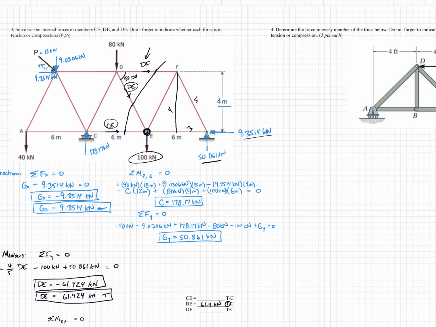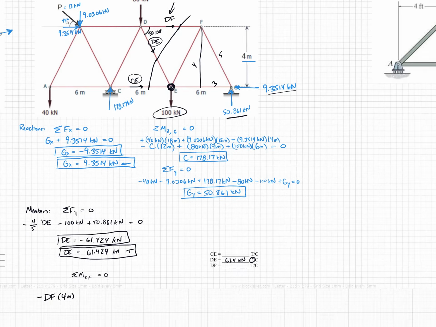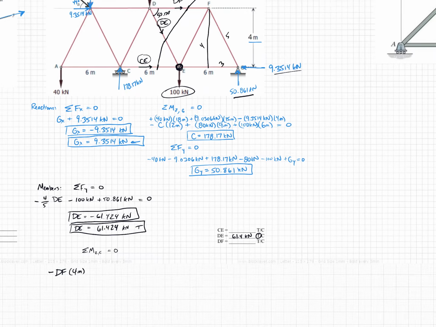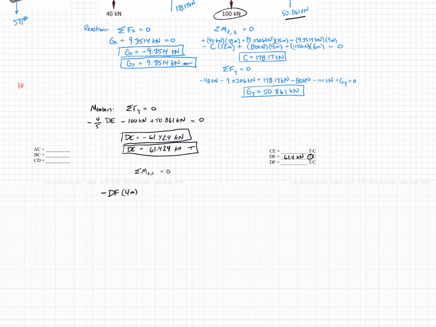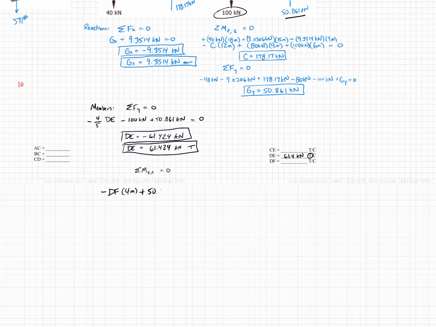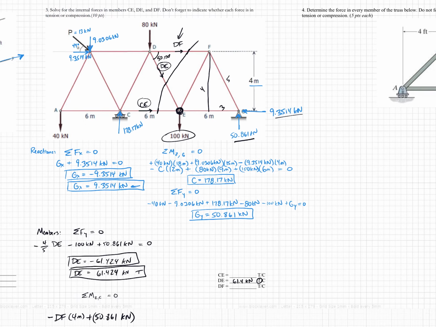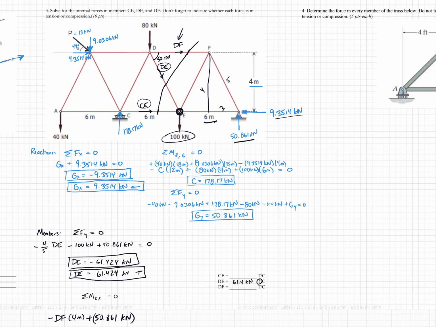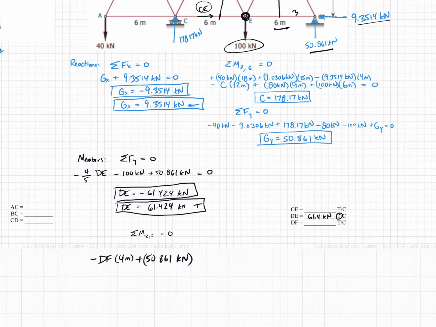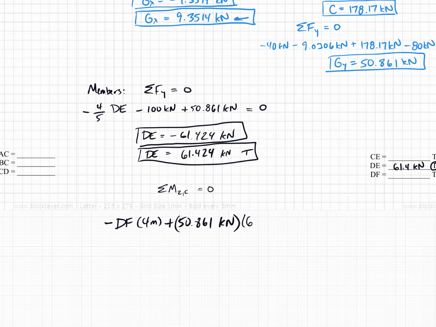And then we just need this 50.861. 50.861 kilonewtons, and that's going to go counterclockwise. It's got a moment arm of 6 meters, times 6 meters. So we can solve this, and DF basically looks like DF is going to be 1.5 times that G in the Y.